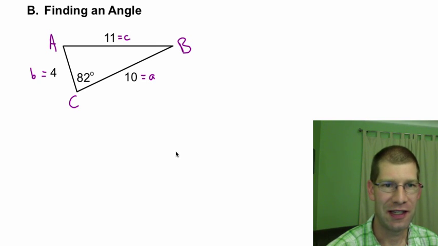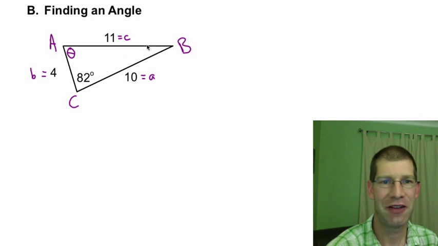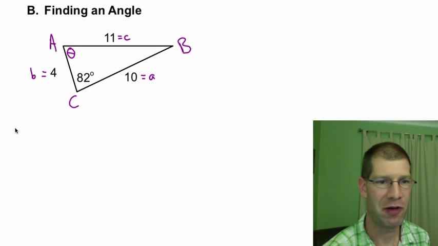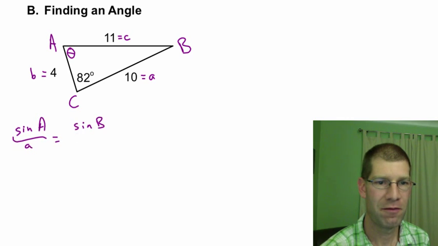Now let's see. We're looking for an angle. I didn't really write in which angle we're trying to find, so let's go for this angle over here. So we're going to say we're finding angle A. When we're looking at our law of sines, I'll quickly write out all three fractions. So we have sine of A over A equals sine of B over B equals sine of C over C.